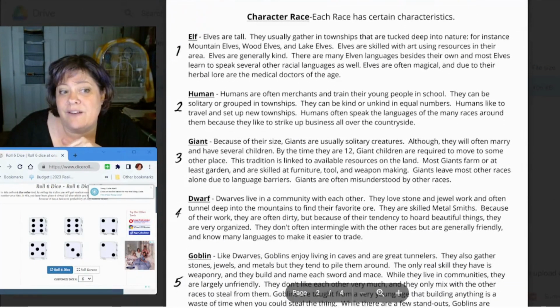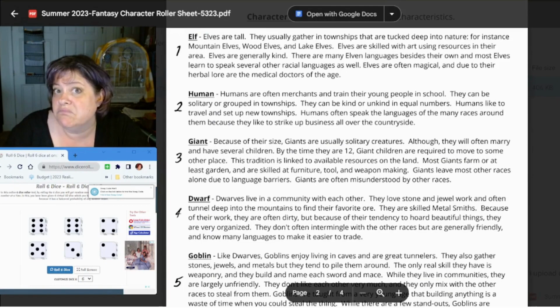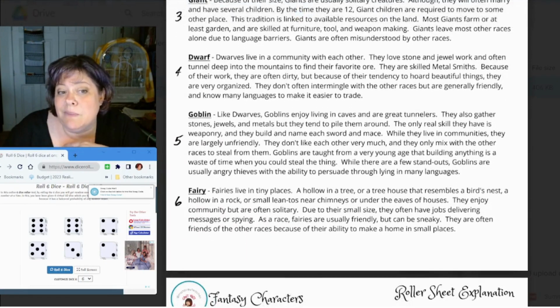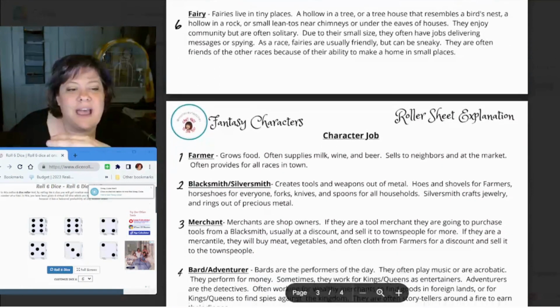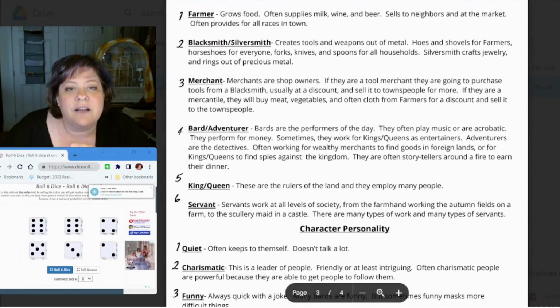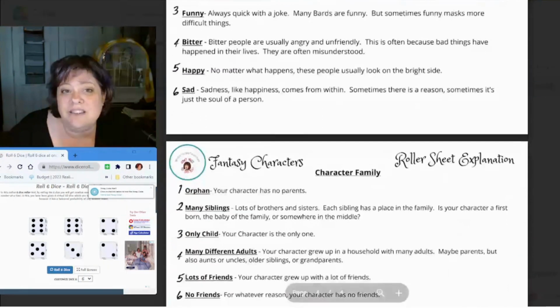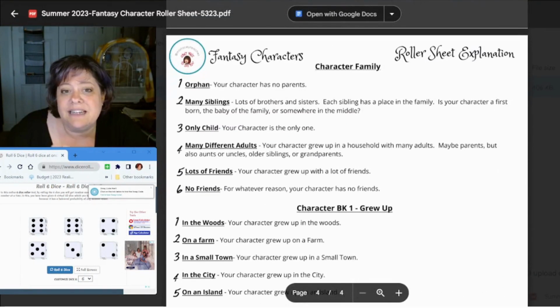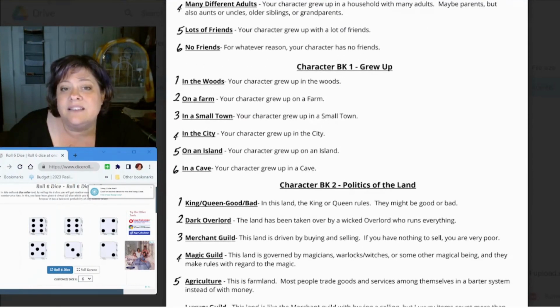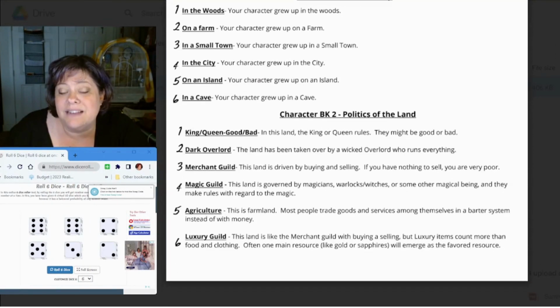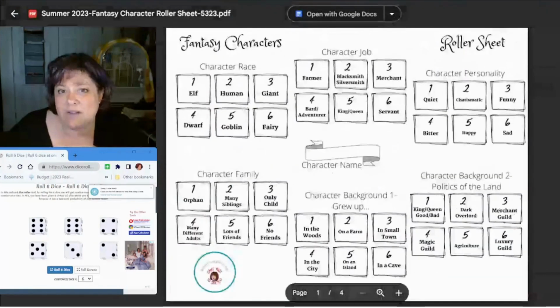I wasn't sure that everybody knew what these things were, so I defined them down here. If you don't know what, for instance, a dwarf is, there you go. If you don't know what a goblin is, this is goblins according to Miss Stacy. You may have other ideas and you can add those in there. The next section is the jobs that are listed, the personalities, the family, some backup stuff, and some politics of the land.